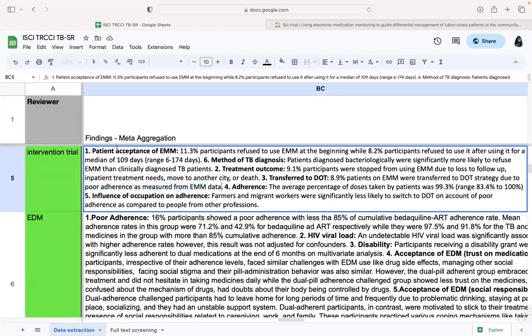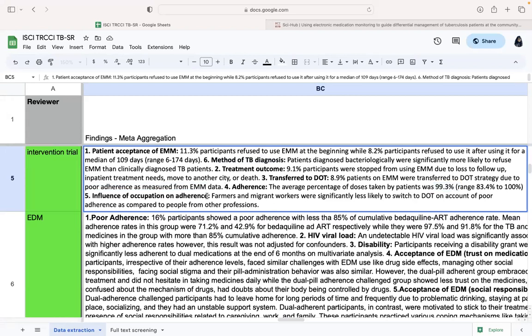There you go. So we have talked about acceptance. We have talked about the influence of method of TB diagnosis on acceptance. We've talked about treatment outcome. We've talked about transfer to DOT. Now we'll talk about adherence. The average percentage of doses taken by patients was 99%. That's it. Let's see what the paper has mentioned in the results section.